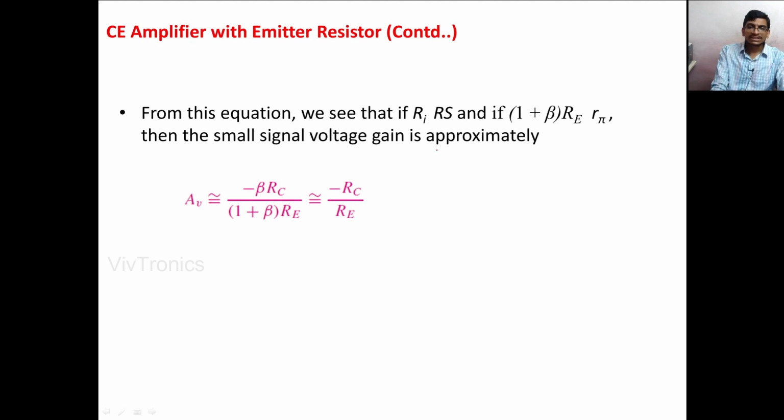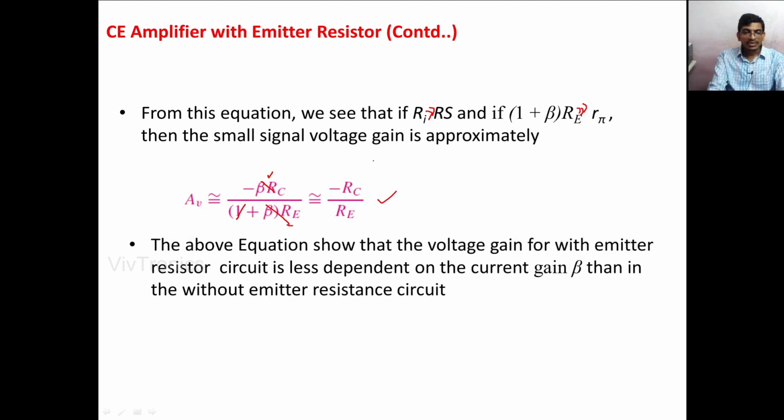From the above equation, if Ri is very much greater than Rs, and if 1 plus beta into Re is very much greater than R pi, then we can represent the voltage gain equation as AV is equal to minus beta times Rc divided by 1 plus beta times Re. Here 1 is very small, therefore we can neglect the 1. Therefore, we can cancel beta and beta from the above equation. We get minus Rc by Re, that is the voltage gain equation.